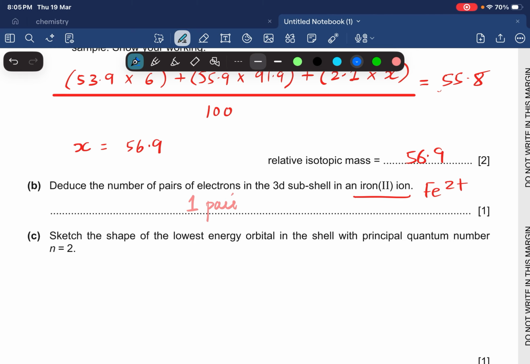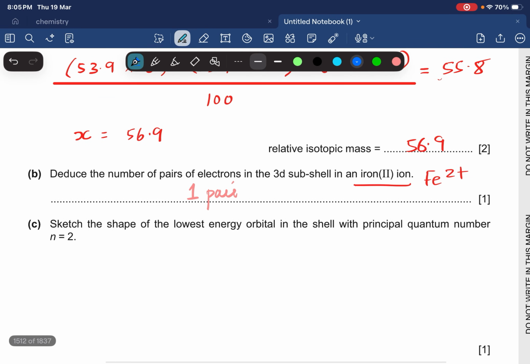Sketch the shape of the lowest energy orbital in the shell with the principal quantum number 2. The lowest energy orbital, it's going to be the s orbital, and the shape of the s orbital is a perfect sphere. So you just have to draw it something like this.